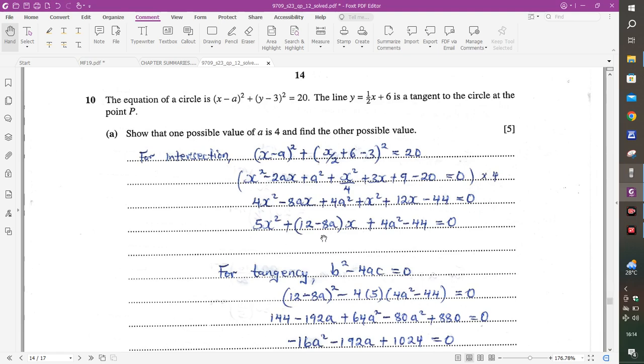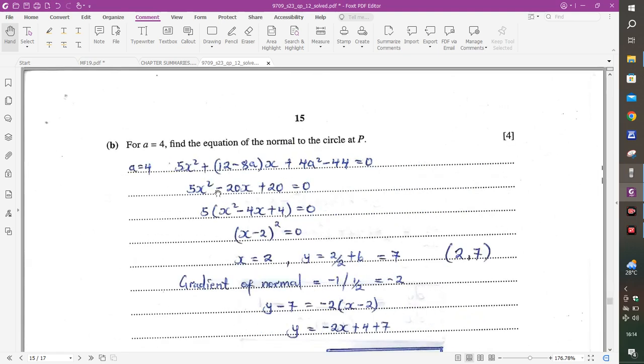Okay, so you get negative 20x. Then plus, when you put 4 here, 4 times 16, that is 64, minus 44, you get 20. We can divide all through by 5. Then we get it simplified as x squared minus 4x plus 4. And then from there, this one is (x minus 2) squared. So from here, we get x as 2.